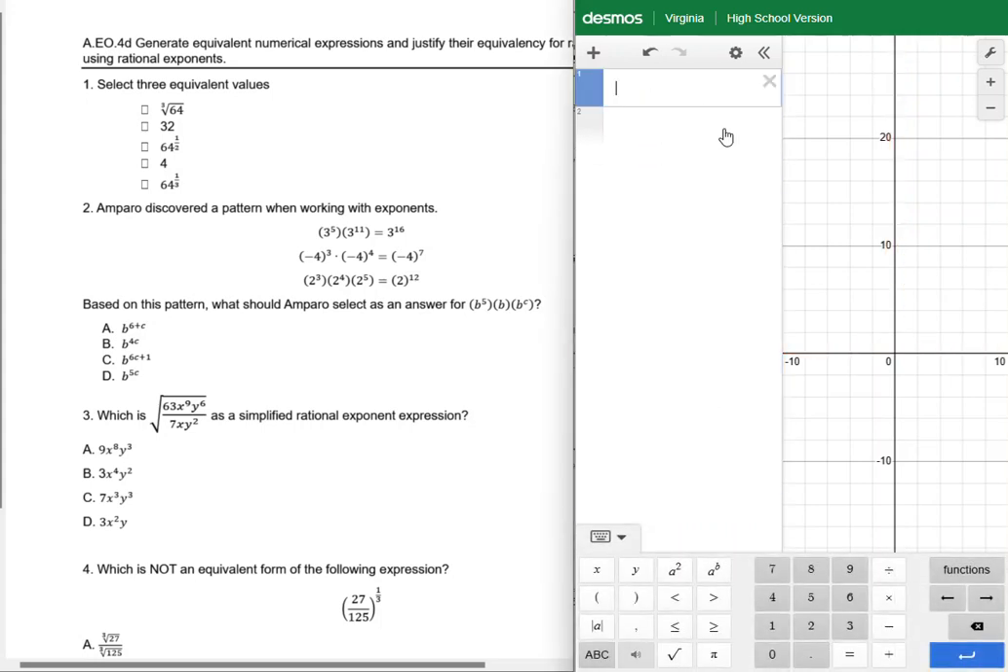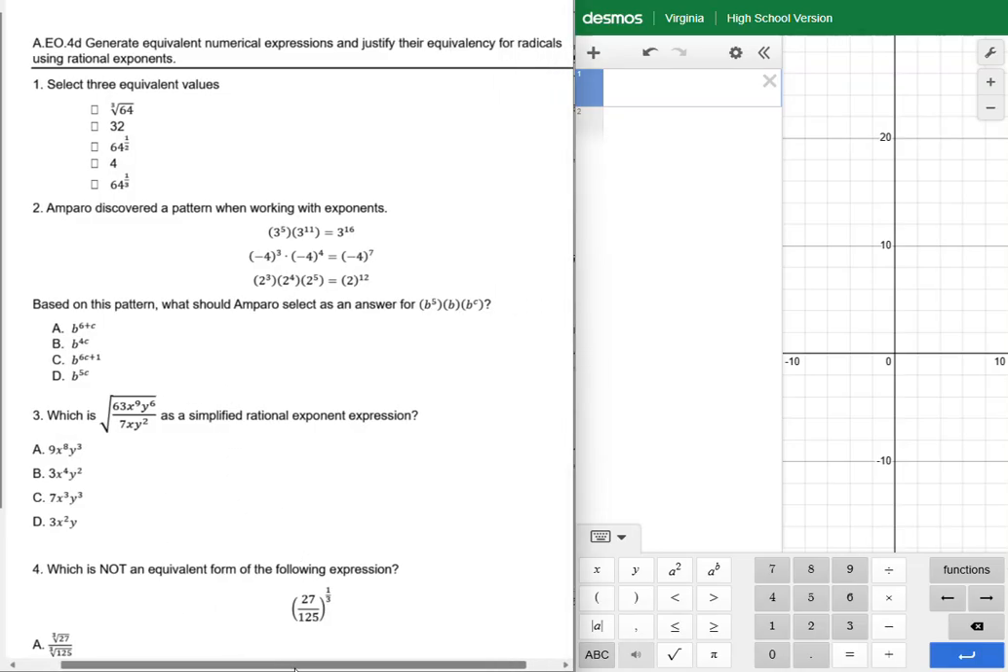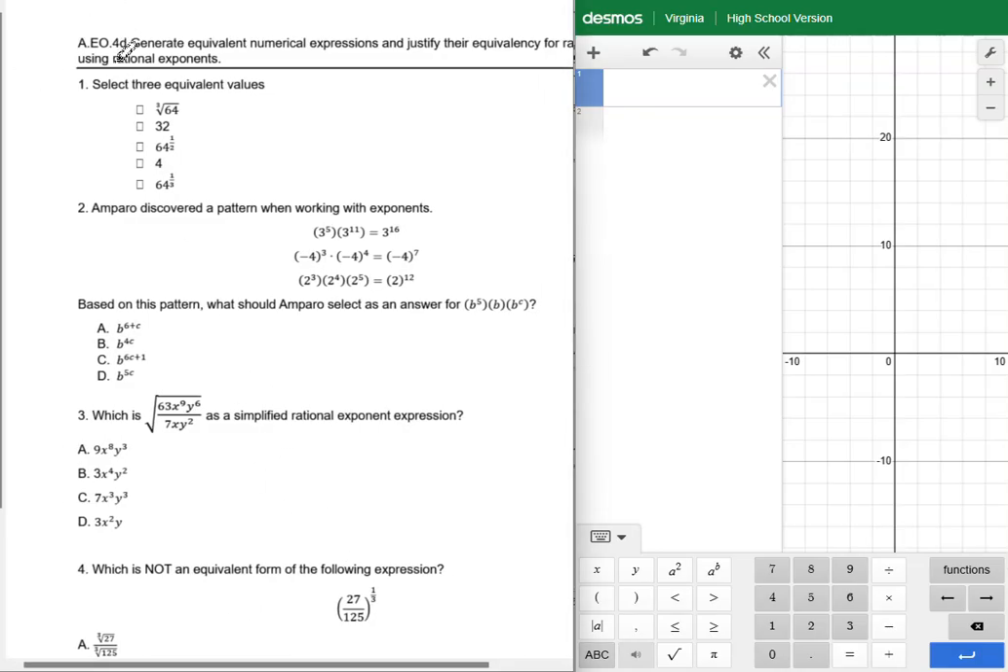Alright, in this video we're going to look at radicals that have rational exponents. All that means is when you have a rational exponent, you'll have a fraction in the exponent part, so basically a over b.